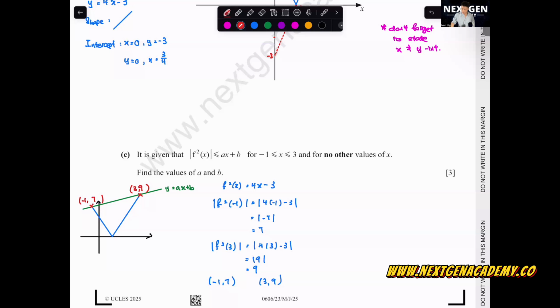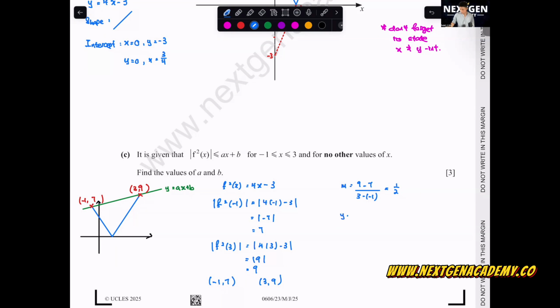So now we will find what's the m value. m is 9 minus 7 over 3 minus 1. The m value, this one you all just type in the calculator, we will get 1 over 2.